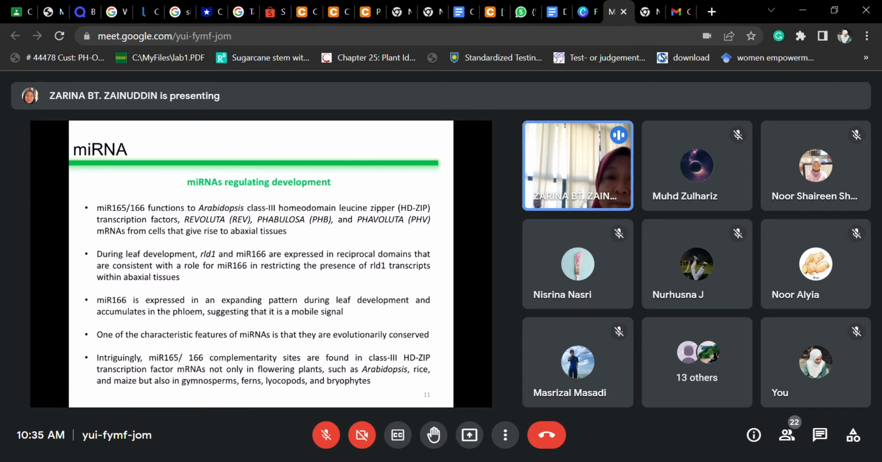Okay, so one example is where microRNA regulates development in plants. For example, microRNA 165/166 targets the Arabidopsis class III homeodomain leucine zipper transcription factor. It also functions to regulate Revoluta, Phabulosa, and Phavoluta mRNA.